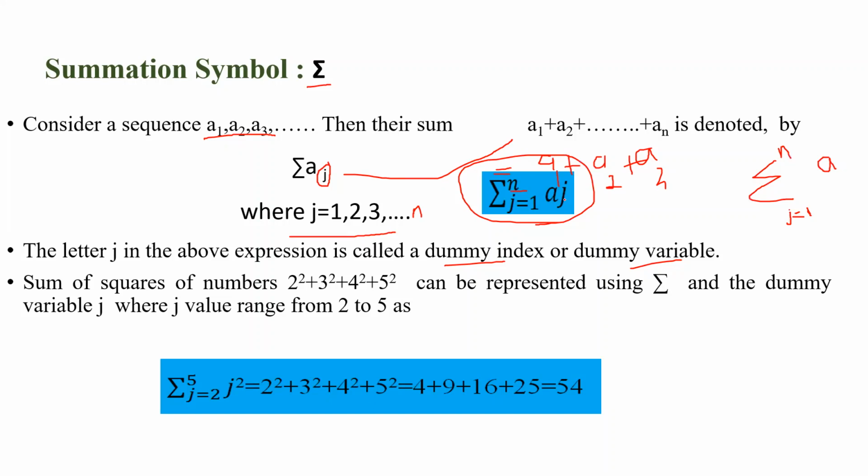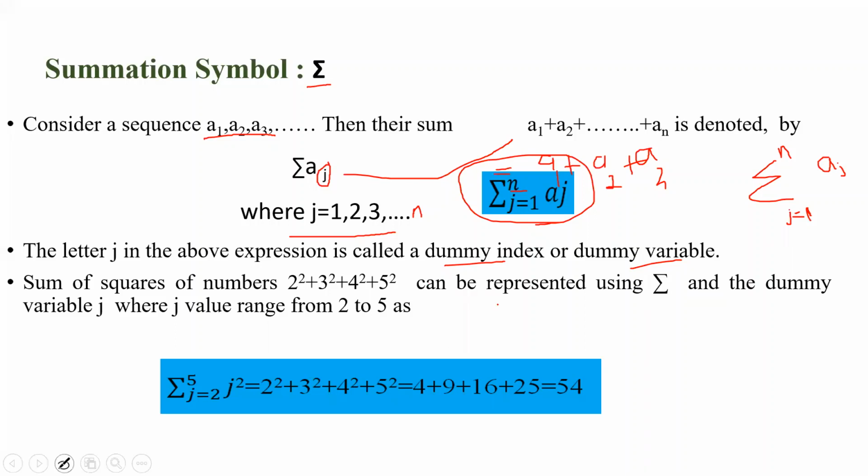This j should be down, I didn't write it again. So here it should be down, the j should be a subscript. So what does it indicate? We are finding the sum of the series in which the j value ranges from 1 to n. So it will be a1 plus a2 plus etc. plus an.